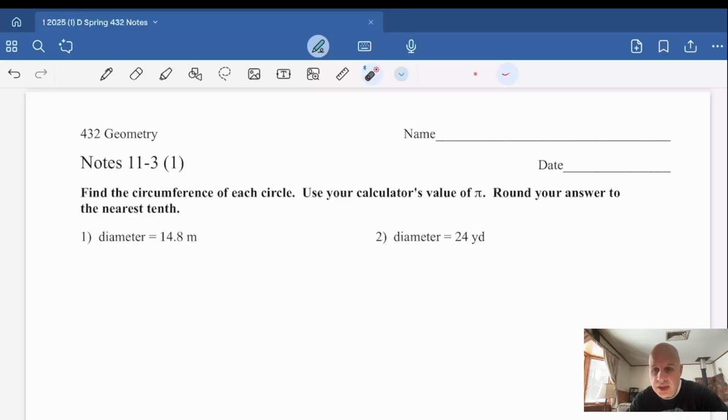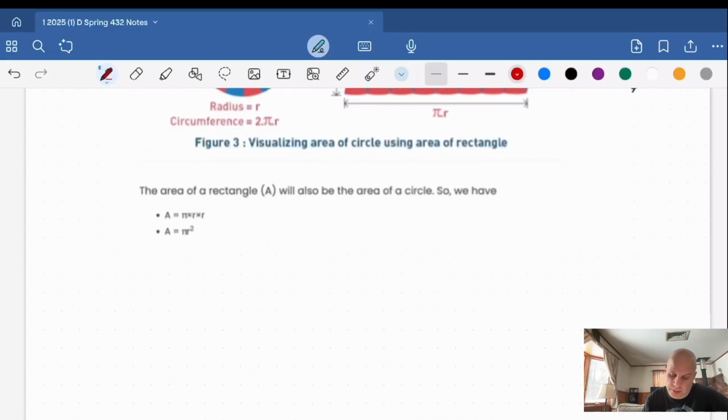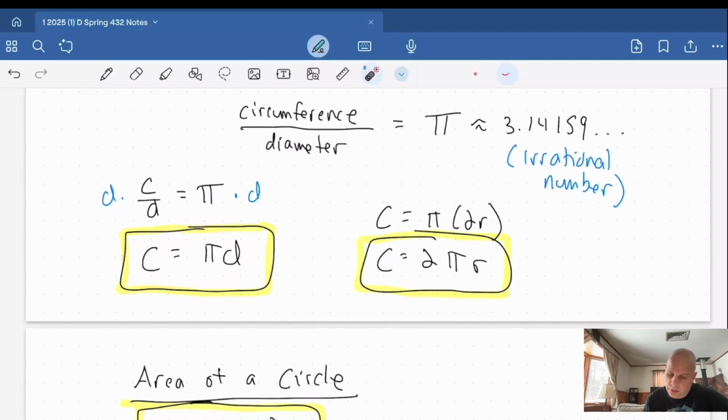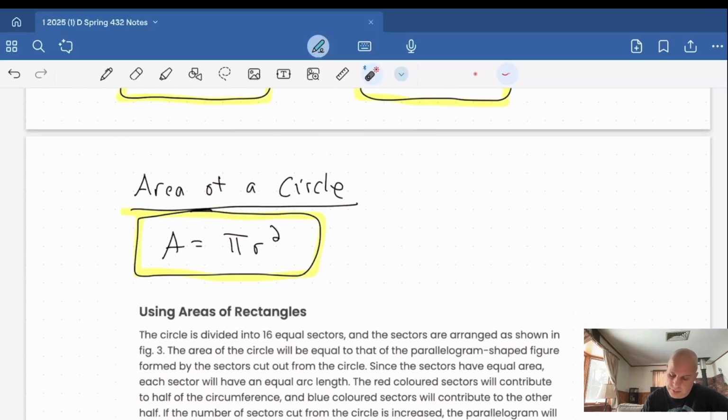But I'm going to proceed as if you're all set with that, but just raise your hand if you get stuck. So we want to find the circumference of the circle. For problem number 1, we're given the diameter of the circle. So we have two formulas for circumference. One if we know the diameter, and one if we know the radius.